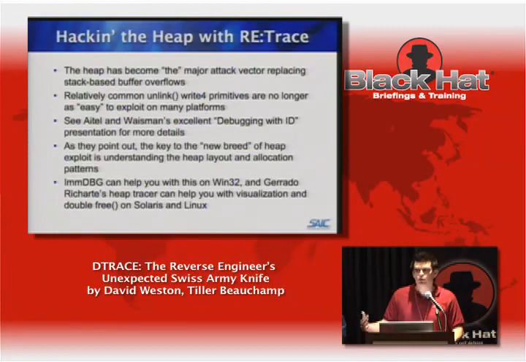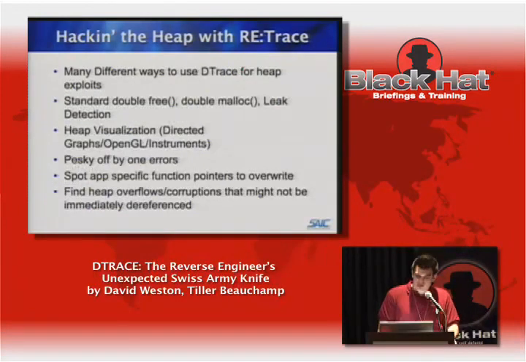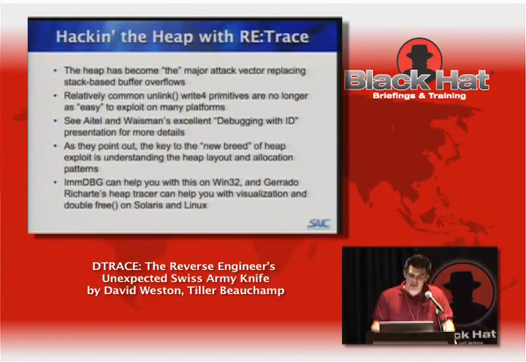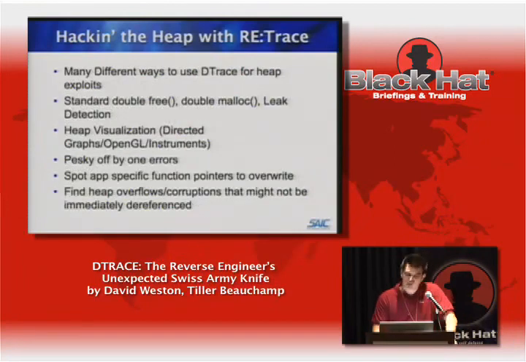And as we've shown you, DTrace can hook any function in the system relatively simply, so it's very easy to write a script to understand what the heap is doing for a specific application. As I said, Immunity Debugger helps you on Win32. One of the really useful tools for *nix-based exploits is Gerardo Richarte from Core Security's Heap Tracer, an OpenGL visualizer based on ltrace, strace or truss for the heap. So there are a lot of different ways we can understand heap vulnerabilities and write exploits from them using DTrace.